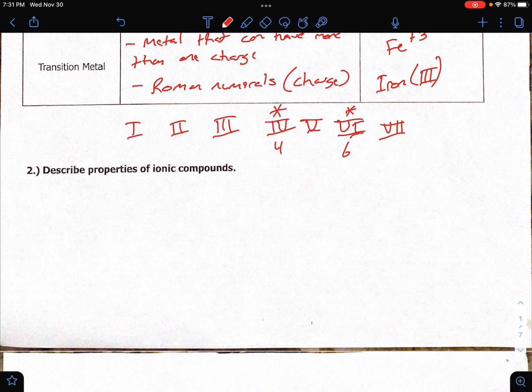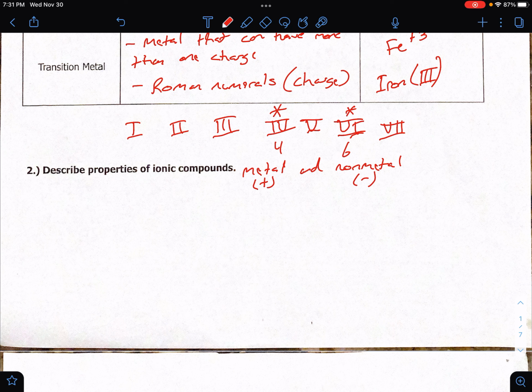Okay, so let's move on next. Describe properties of an ionic compound. So for an ionic compound, you need to make sure you know what that is. That is between a metal, which is the left side of the staircase, and a nonmetal, which is the right side of the staircase. That is between a positive and a negative. It's one of the strongest bonds out there because you have opposite charges.